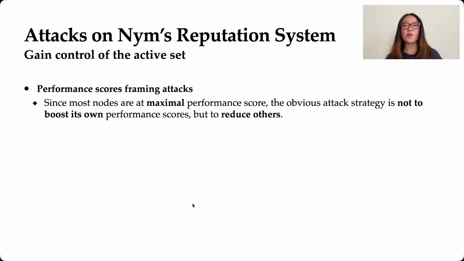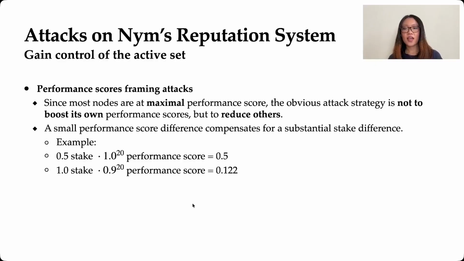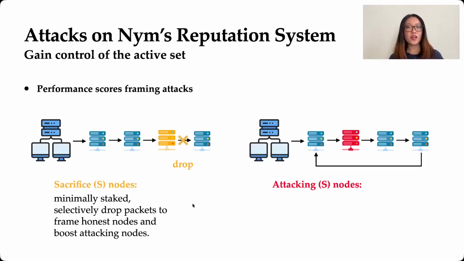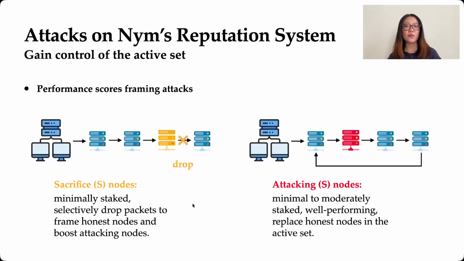So this led us to think about performance score framing attacks. Because most nodes are at maximal performance scores, the obvious attack strategy is not to boost its own performance score, but to reduce others. And a small performance score difference can compensate a substantial stake difference. So the overall attack strategy is that the adversary controls two sets of nodes, a set of sacrifice nodes and a set of attacking nodes. The sacrifice nodes are minimally staked and selectively drop packets to frame honest nodes and to boost the score of attacking nodes. And the attacking nodes are minimally to moderately staked, they're well performing, and their goal is to replace honest nodes in the active set.